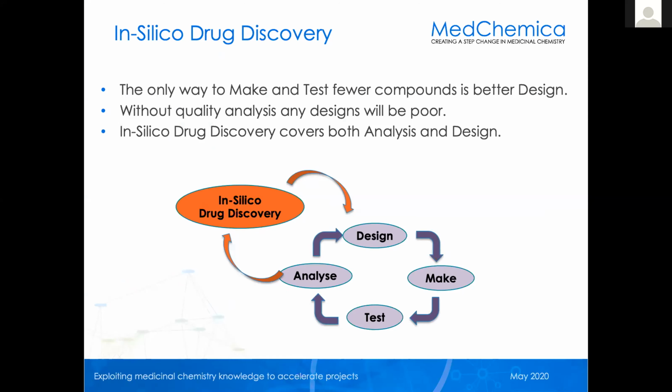So I'm assuming you're familiar with design, make, test, analyze, and the next speakers will talk about test, and they'll also talk about the quality of data. Where we are in silico design is analyzing the output from these tests, bringing the information together, helping idea generation, helping rank the ideas in the design phase so we make as few compounds as possible. And not only as few compounds as possible, but going around that design loop in fewer iterations.